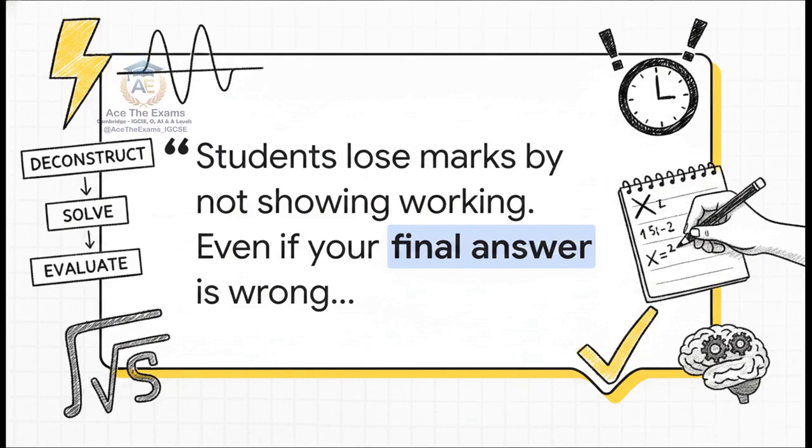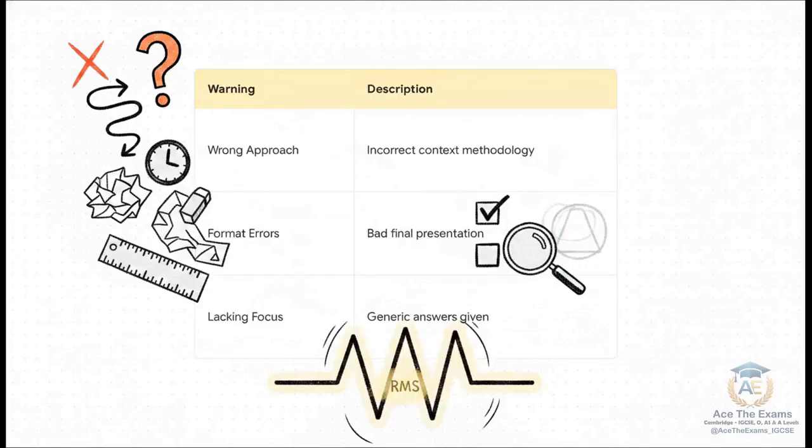If you make a tiny, silly calculator error on an r.m.s. calculation, but you have laid out a flawless, deconstruct, solve, evaluate methodology on the page, the examiner can still award you the vast majority of the points through method marks. Never leave the page blank and never hide your workings. Memorize these 3 classic traps pulled directly from the examiner reports.